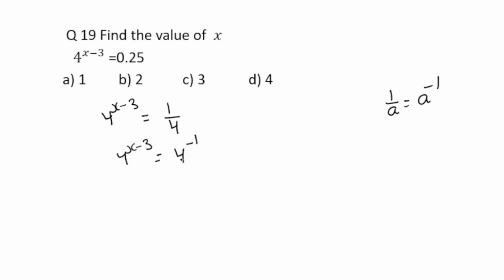Now we have a same base. If base are same, power should be equal. X minus 3 equals minus 1. When minus 3 moves to right side, it's gonna be positive. X equals minus 1 plus 3. X equals 2. Answer is 2.